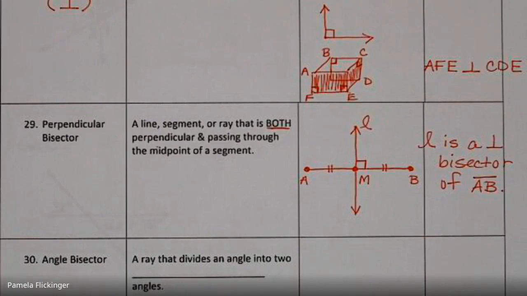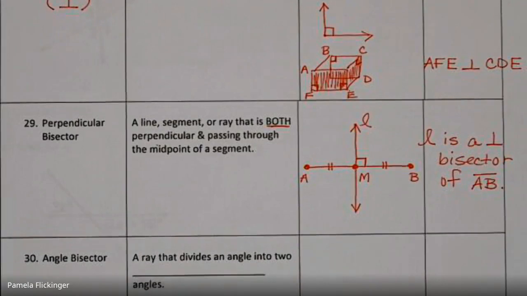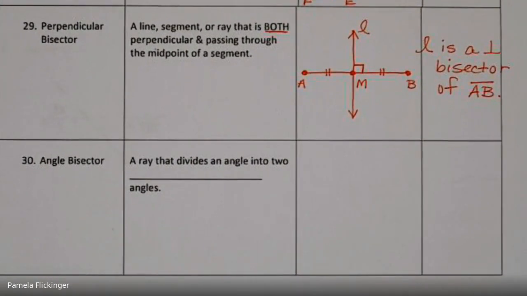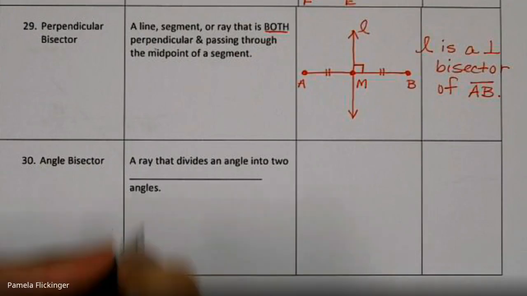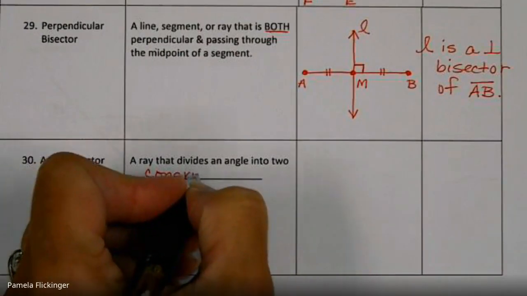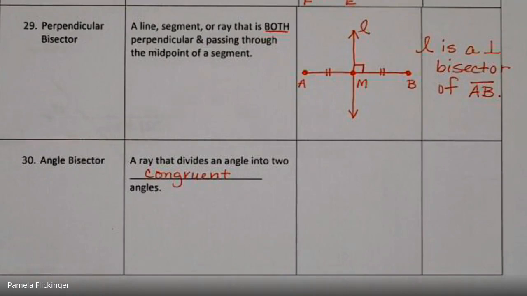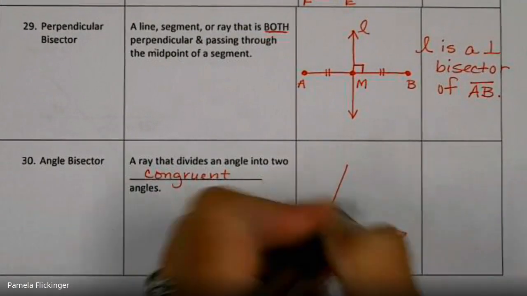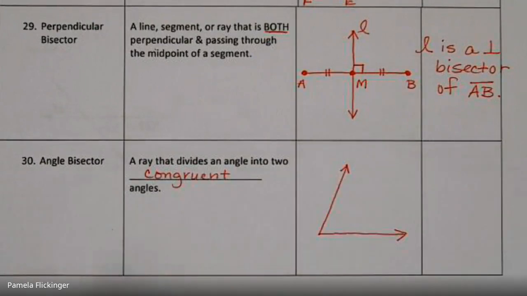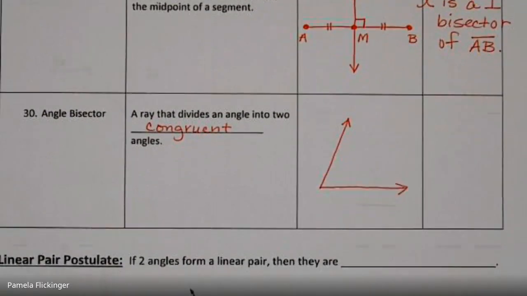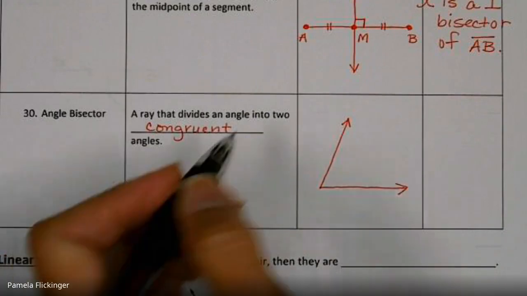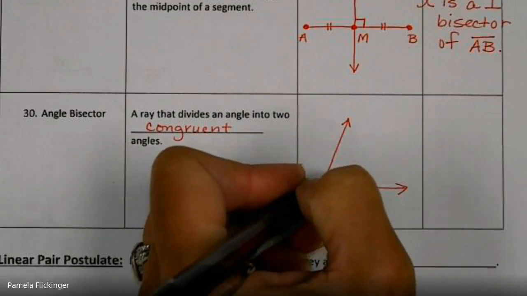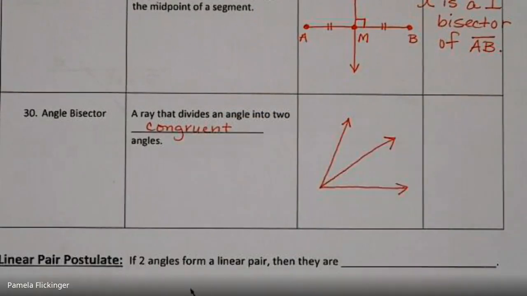All right, an angle bisector is going to be a ray that divides an angle into two congruent angles. All right, so just sketch a big angle to start. Now, in order to be an angle bisector, we're going to kind of eyeball where the halfway mark is, and we want our ray to go up through that.